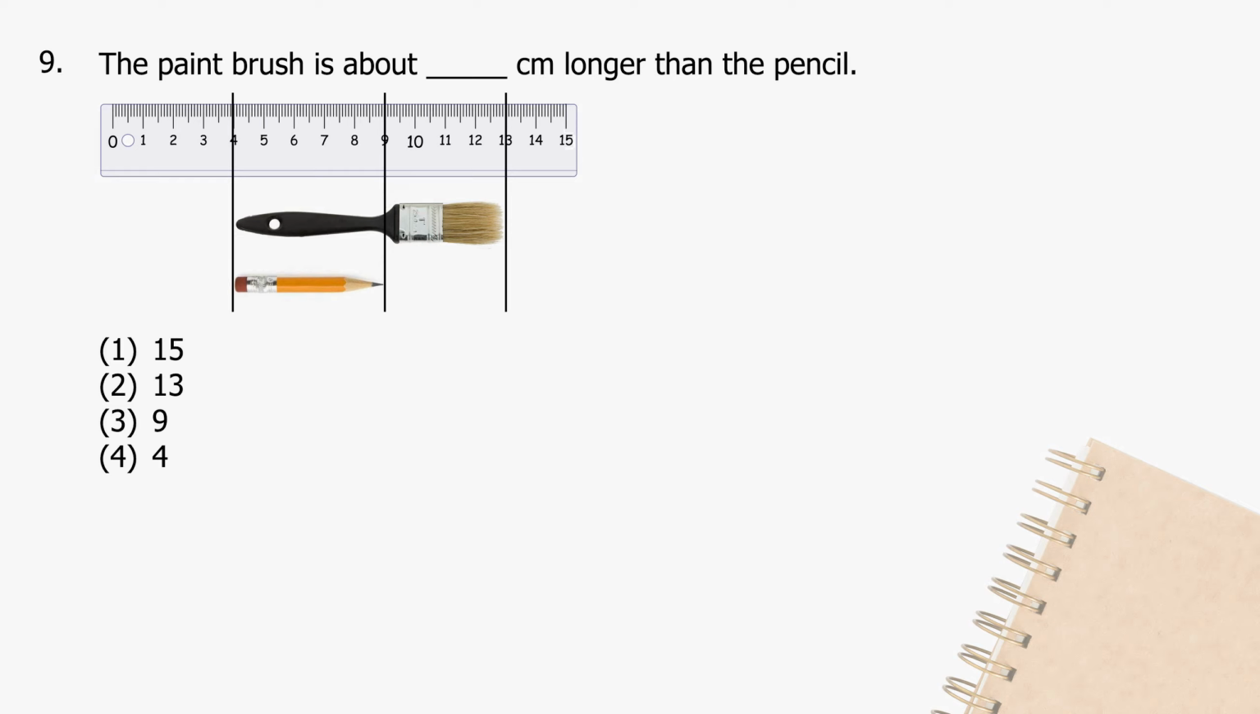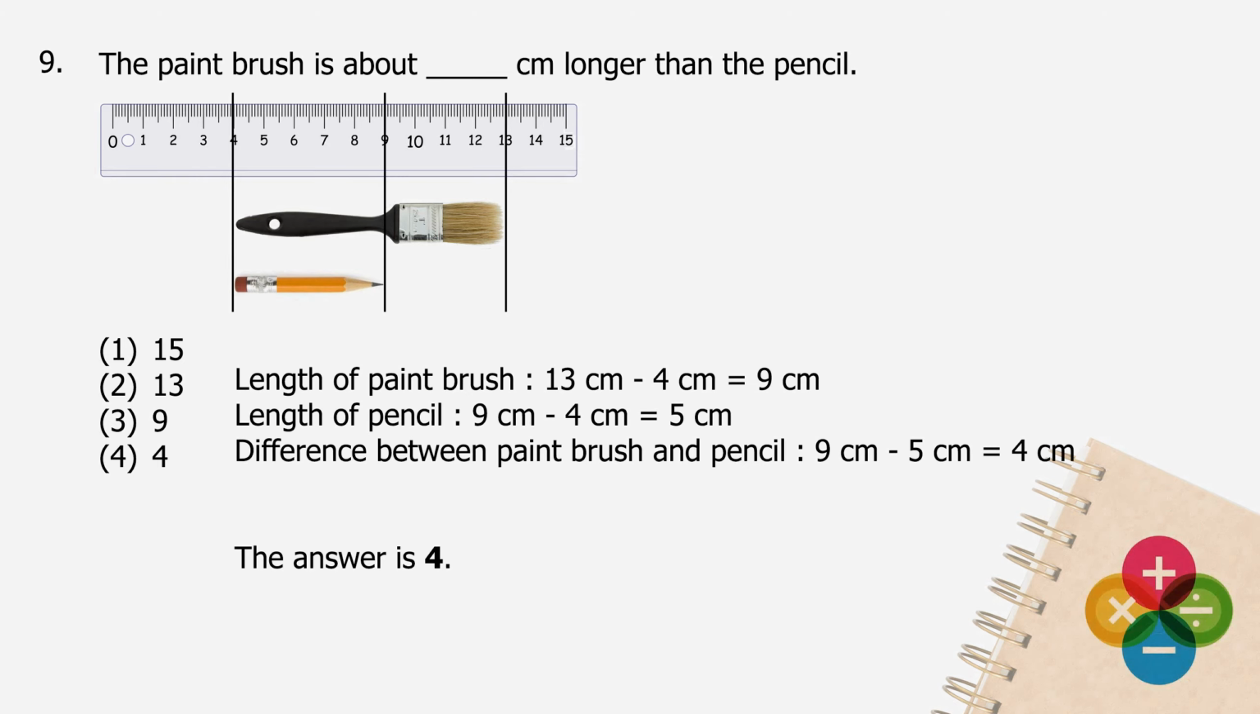Question 9. The paint brush is about missing number cm longer than the pencil. The length of the paint brush will be subtract 13 cm from 4 cm, and the difference is 9 cm. The length of the pencil will be subtract 9 cm from 4 cm, and the difference is 5 cm. The difference between paint brush and pencil will be subtract 9 cm from 5 cm, and the difference is 4 cm. The answer is 4.